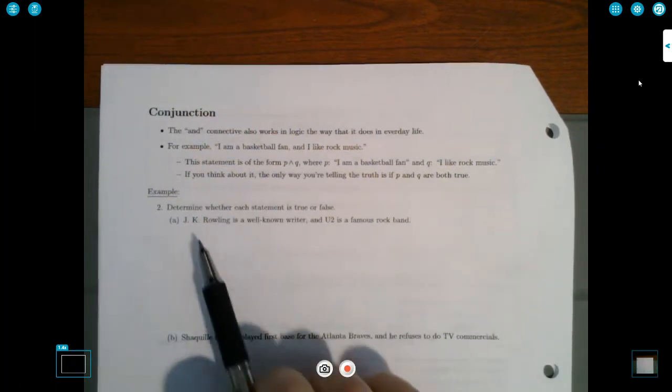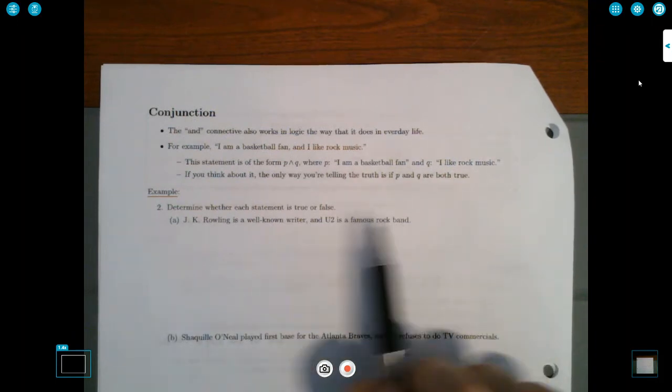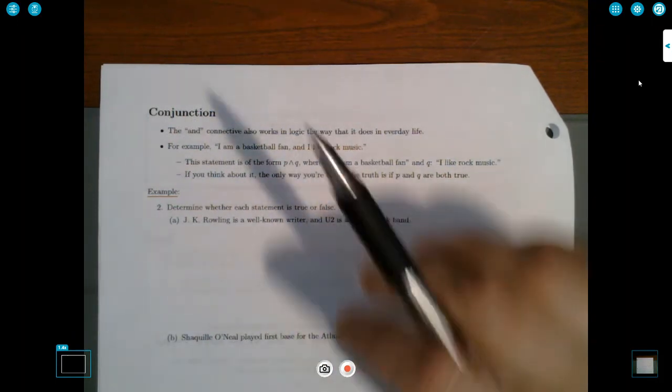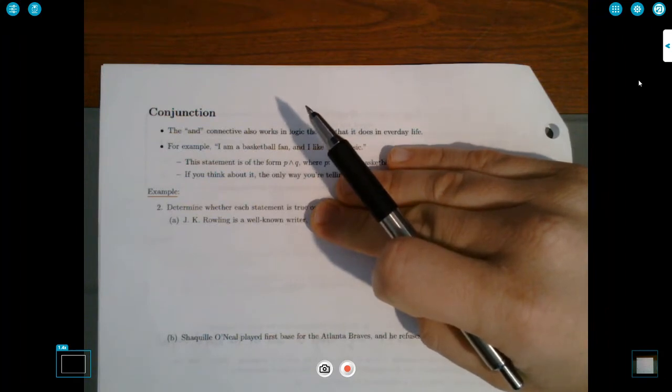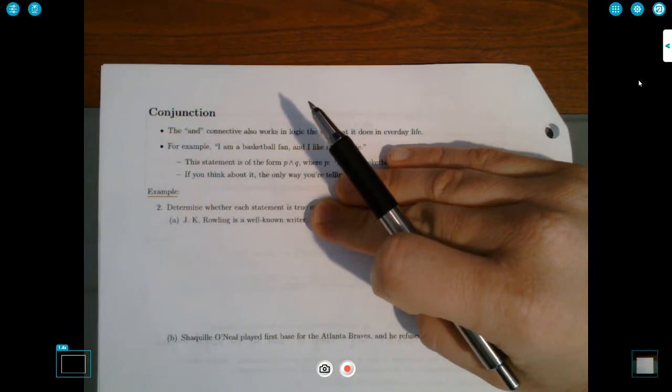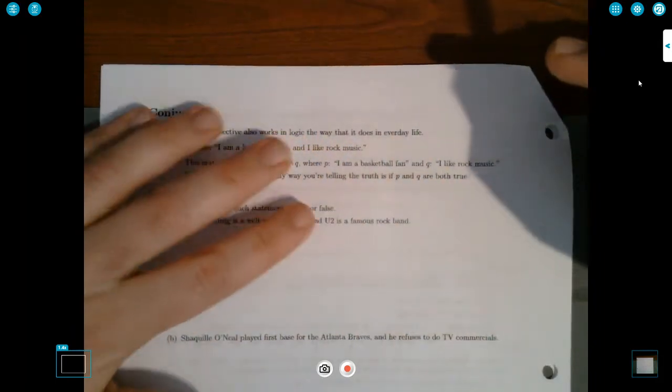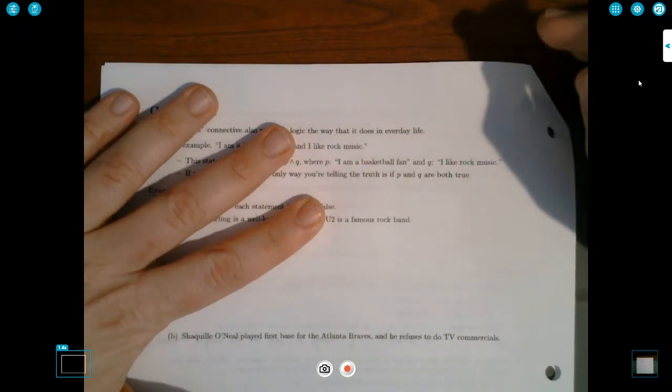So in order for the overall statement to be true, each piece has to be true, right? So is it true that J.K. Rowling is a well-known writer? Yeah, I would say so. She wrote Harry Potter, right? I think most people have probably heard of J.K. Rowling. What about U2 is a famous rock band?